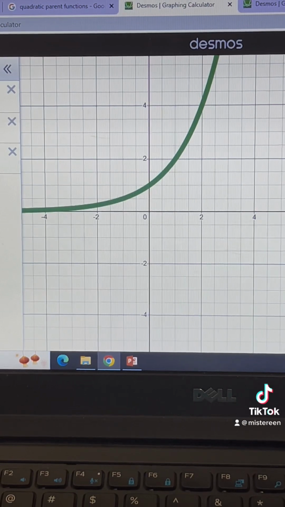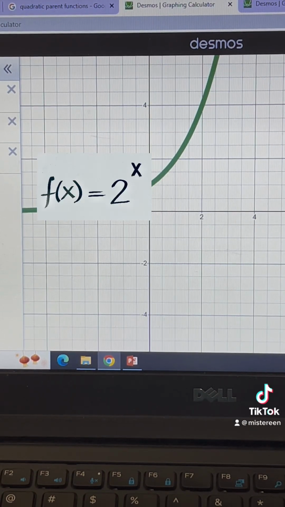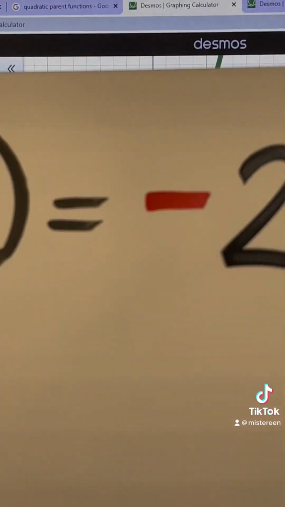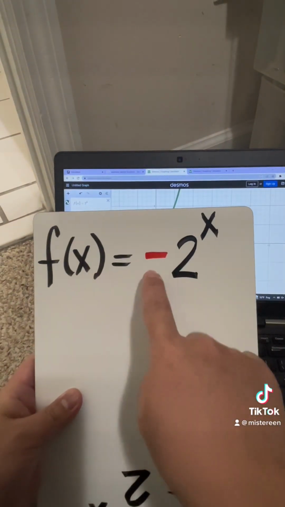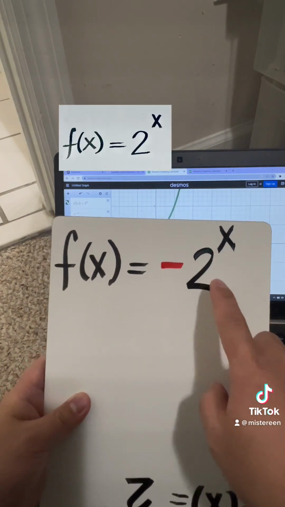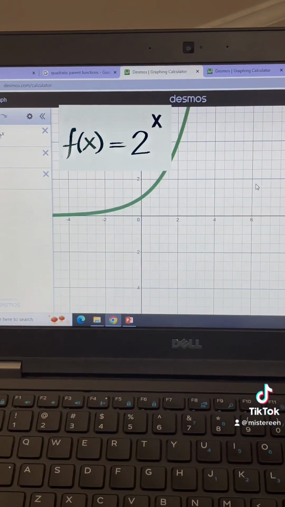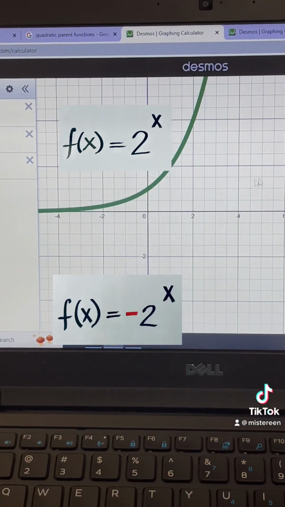All right, so we have here the parent function for the exponential. The equation is f of x is equal to 2 raised to the exponent of x. Now, this time, what if we put a negative number in front of the parent function? From 2 raised to x, we put a negative sign in front of the 2 raised to x. Let's see what will happen to our parent function. As you can see, that green is our parent function, and if we put a negative in front of it, the graph will become this.